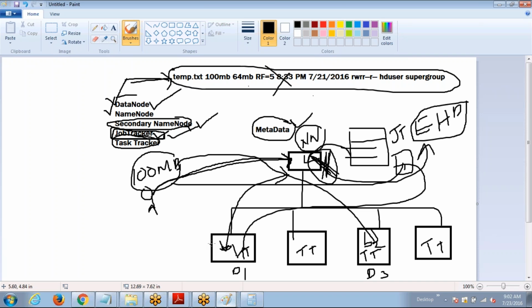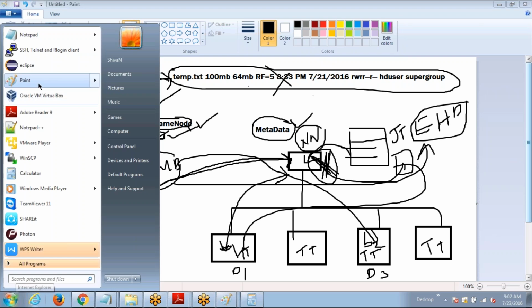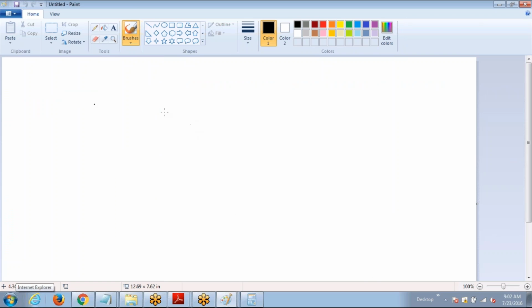So task tracker is a slave daemon, a slave service. Task tracker is a slave service, and your data node is also a slave service. To store your actual data, we use a data node. To do your actual task, you use a task tracker. Should I think of job tracker as a process which runs on the name node, and task tracker as a process which runs on the data node? The second point is correct.